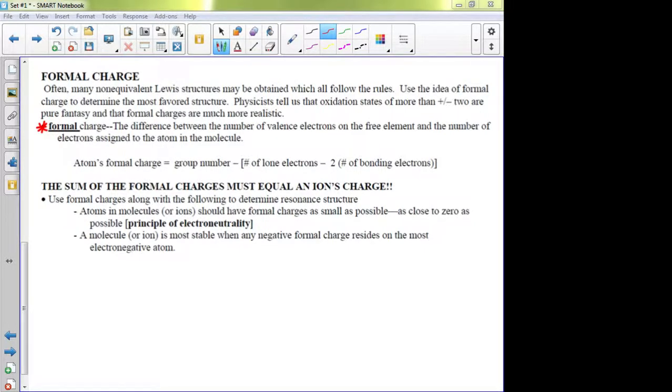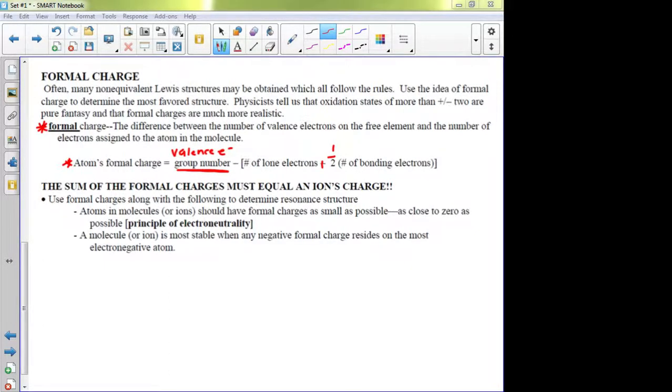An atom's formal charge is equal to the group number, so that's just the regular number of valence electrons that an atom normally has, minus the number of lone electrons that are assigned to it, plus 1/2 of the number of bonding electrons. Now, don't let this equation confuse you right now. We're going to get there. So there's the equation that we're going to use.